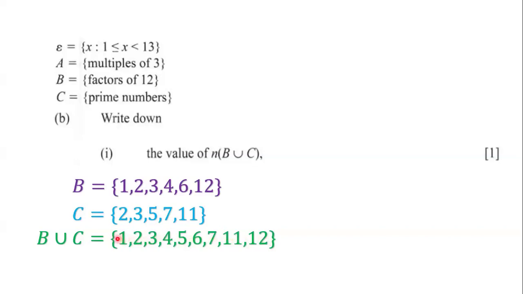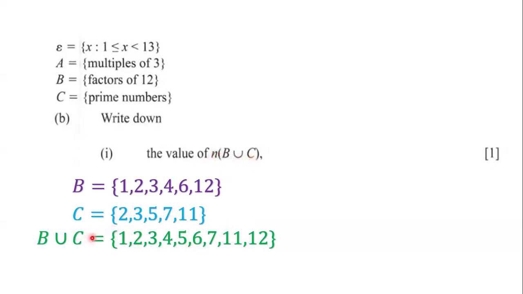Notice that all of the numbers in the union come from the set B and the set C. It's just that you cannot list any element twice. So we have 1, 1 is there, 2, 2 is there, 3, 3 is there, 4, 4 is there, 6, 6 is there, 12, 12 is here. We have 2, 3, 5, 7, and 11 here as well. So the union is all of the elements in B and C combined, but no repeats.